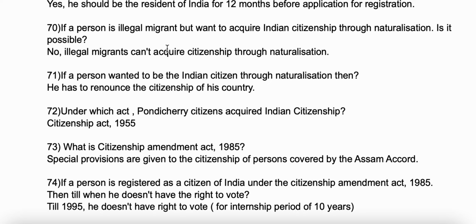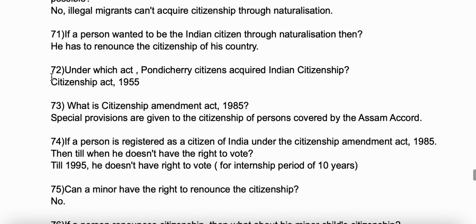70th question, if a person is an illegal migrant but wants to acquire Indian citizenship through naturalization, then is it possible? So anybody, through any means, if he is an illegal migrant, then through any means of acquisition, he will not be given citizenship. Even if his children are born in India, even citizenship by birth is also not applicable because they are illegal migrants. 71st question, if a person wants to be an Indian citizen through naturalization, then he has to renounce the citizenship of his country.